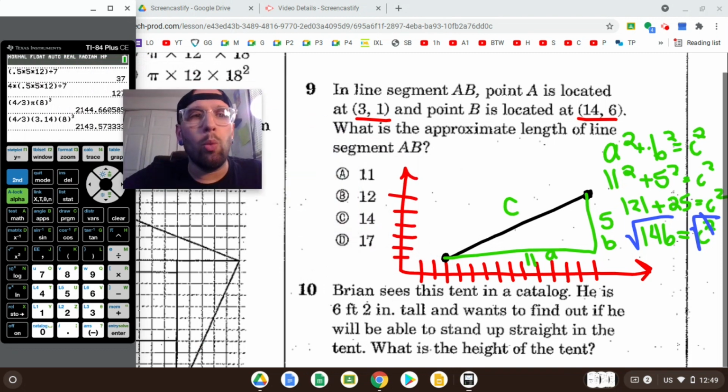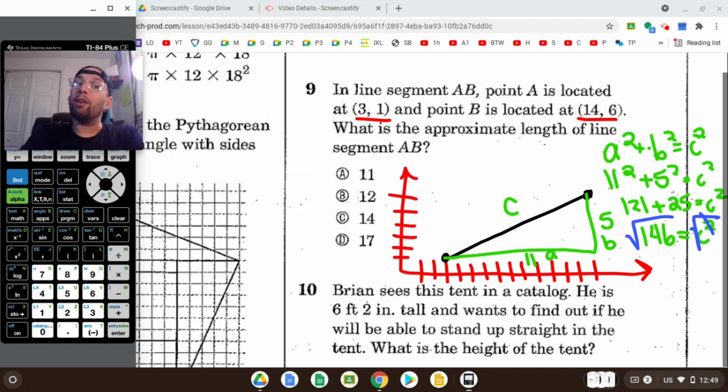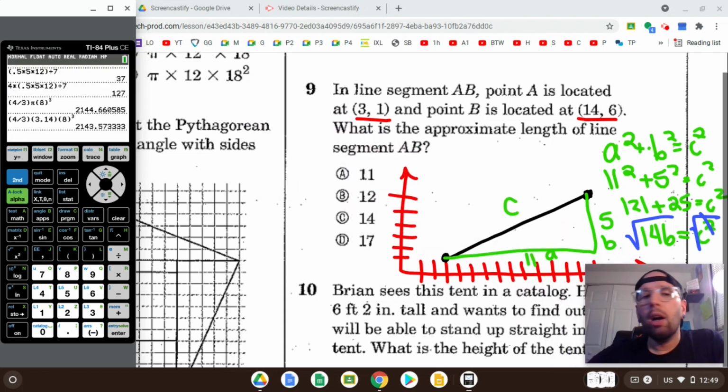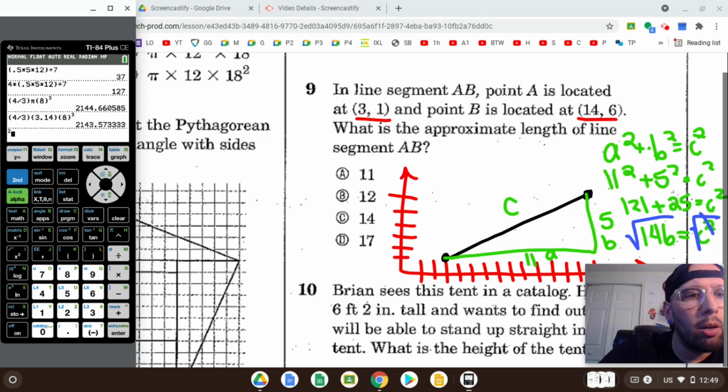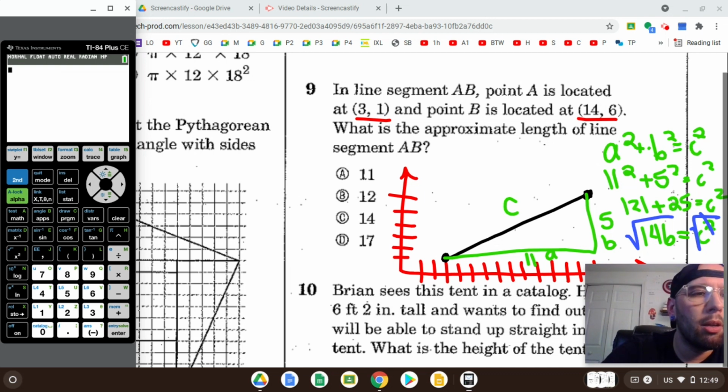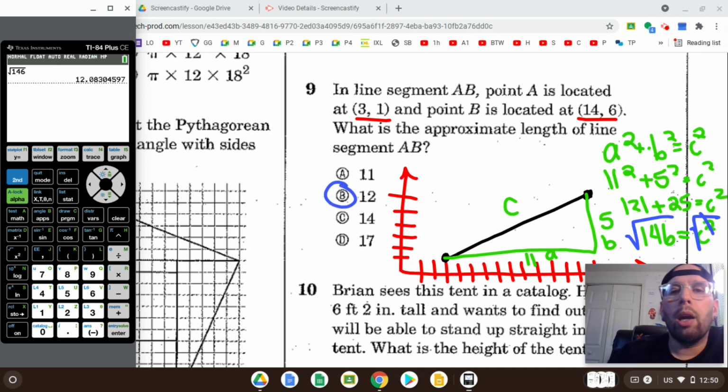So the square root of 146. You know what? That right there would be the best calculator ever. Beep, boop, bop. It's my face. Ha ha ha. The square root of 146. Let's try that again. Oh my goodness, clear everything. The square root of 146 is going to be a little over 12. And approximate means about.